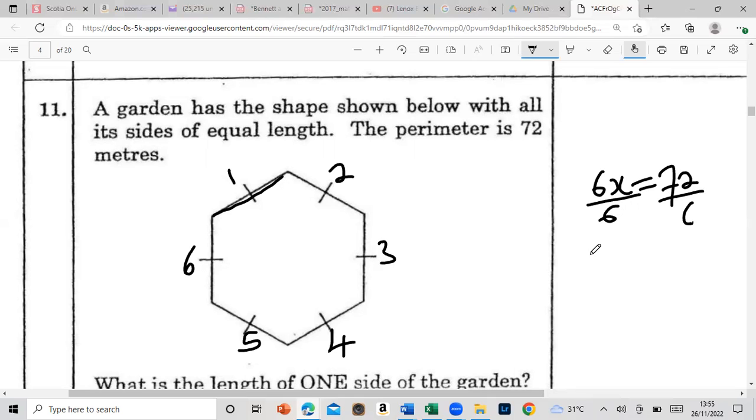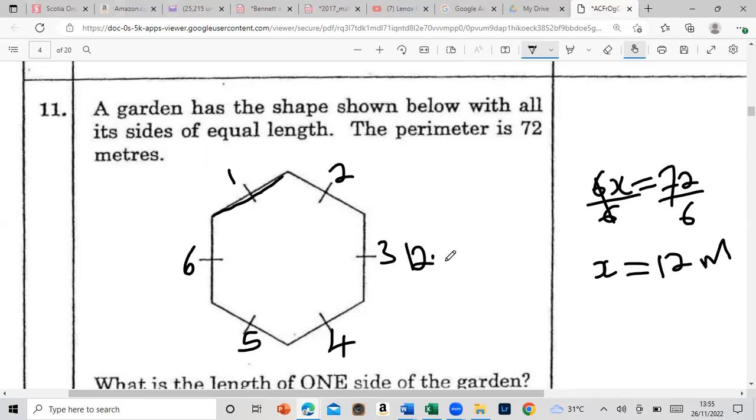So one side would be 12. The length of one of the sides would be 12, so we need to divide by that. That is equal to 12. What's the unit? They didn't give us, oh, meters. So one side would be 12 meters.